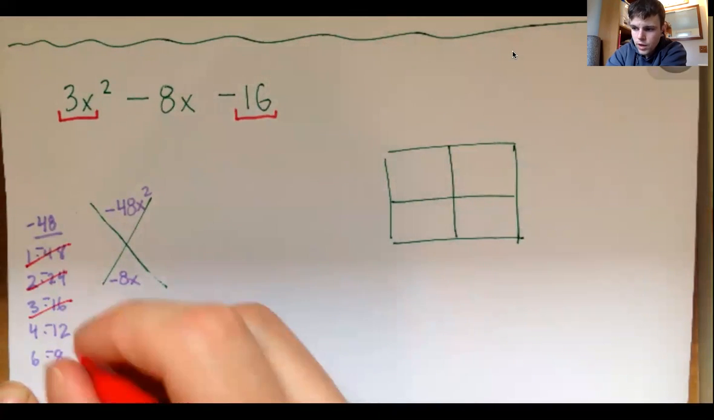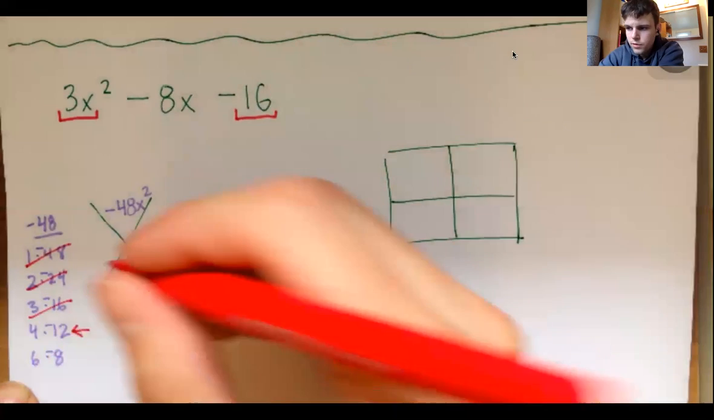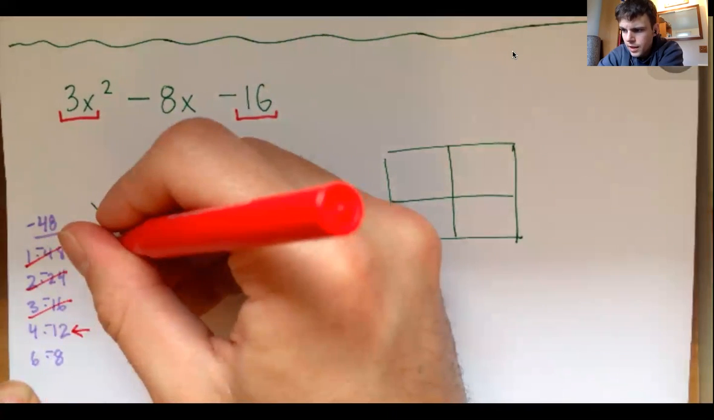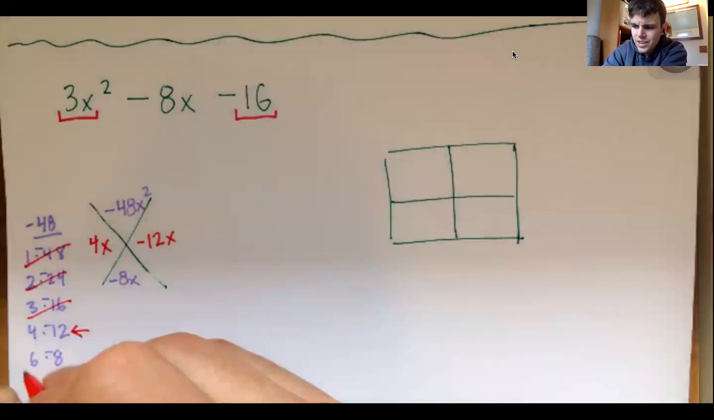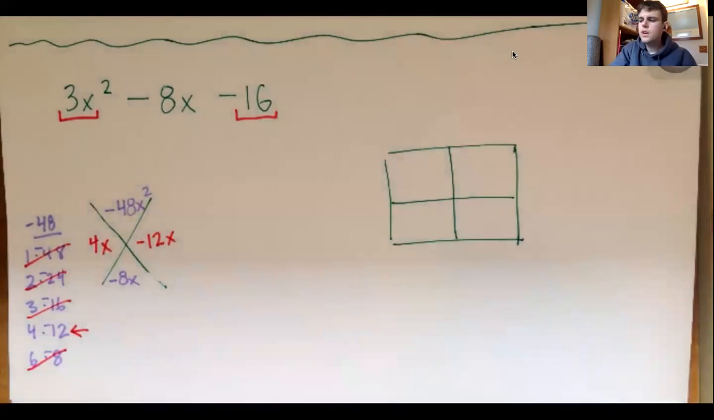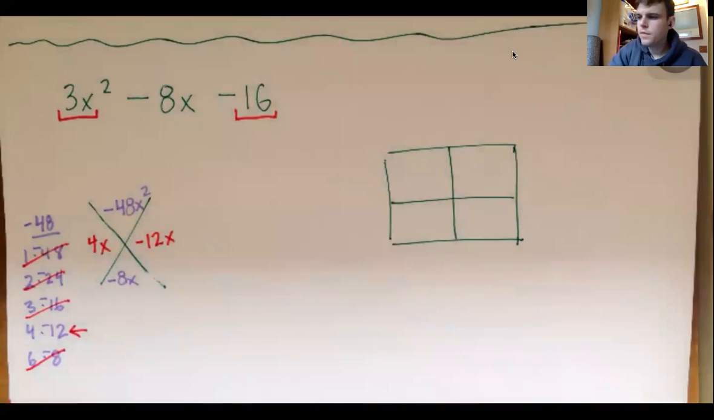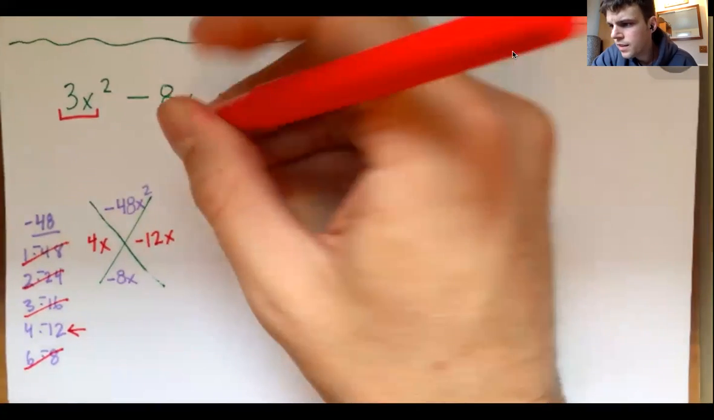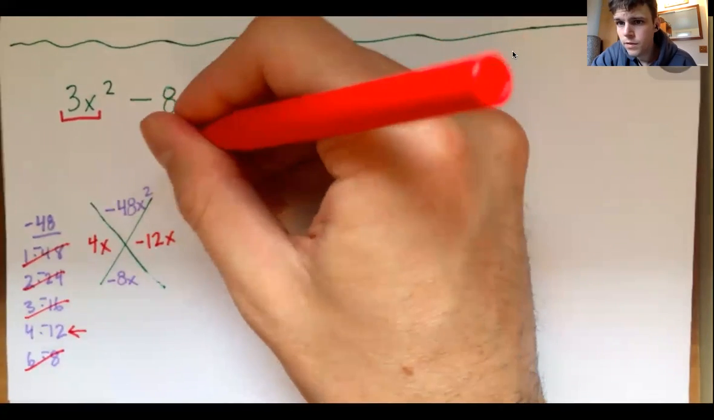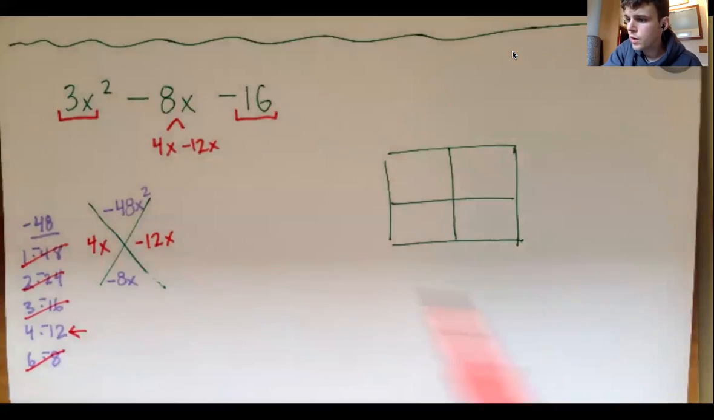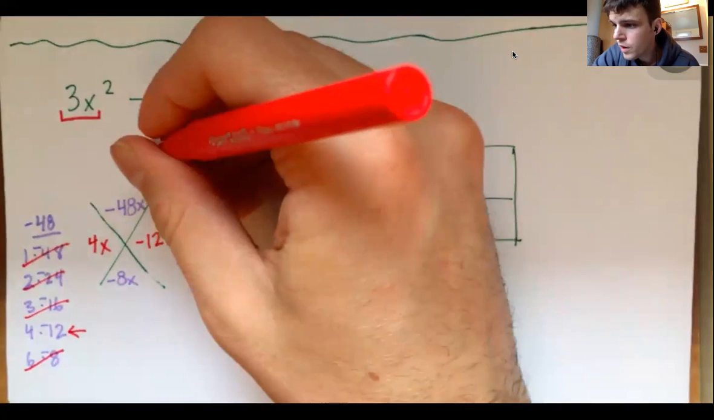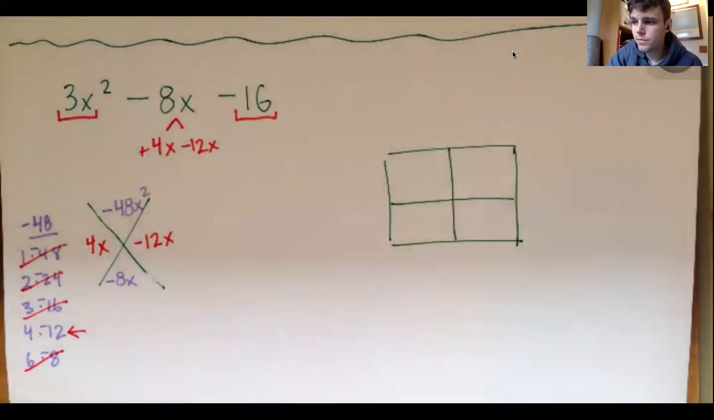4 and negative 12. That is the one we're looking for. So we get 4x and negative 12x. But just to check things, yeah, that will give us negative 8. So that's the right one. That's how we're going to be splitting this middle term. All right, we're going to split it as positive 4x and minus 12x.